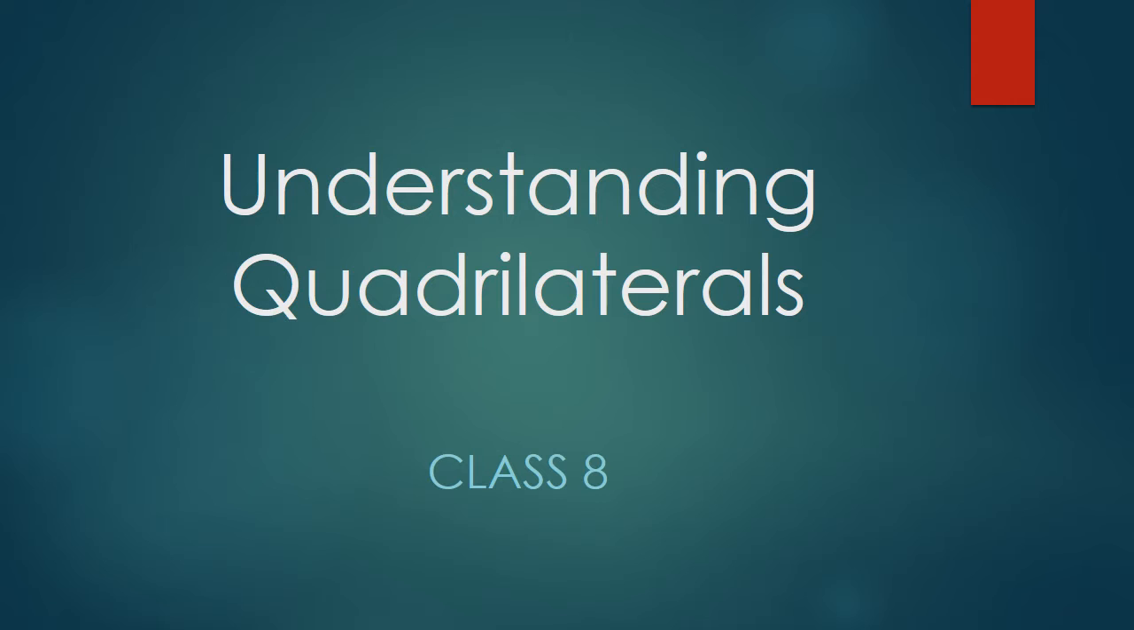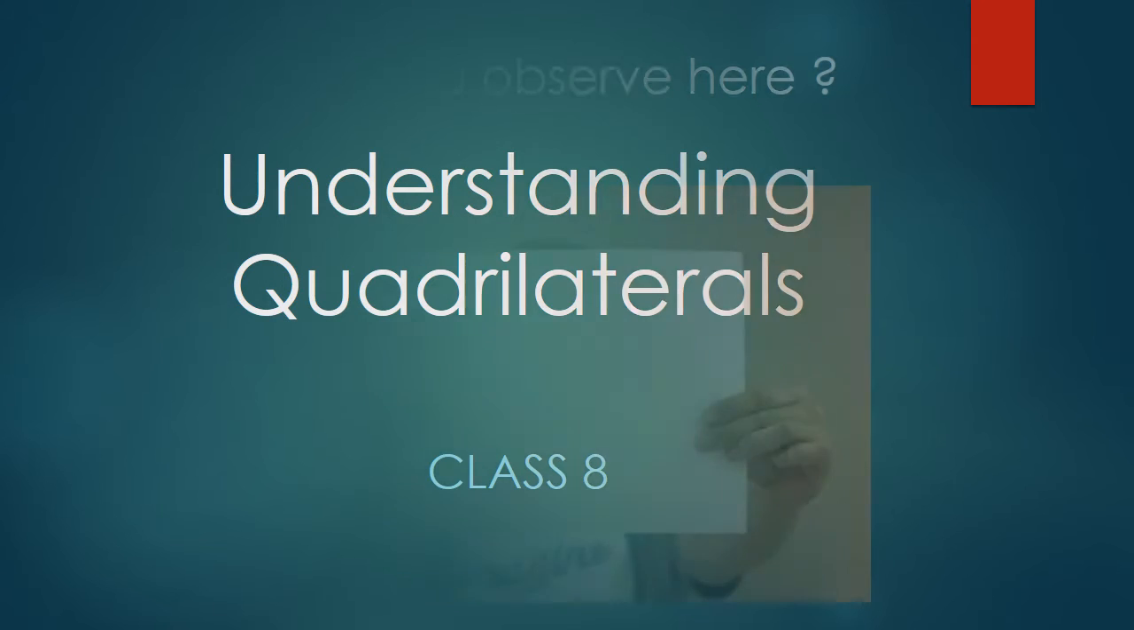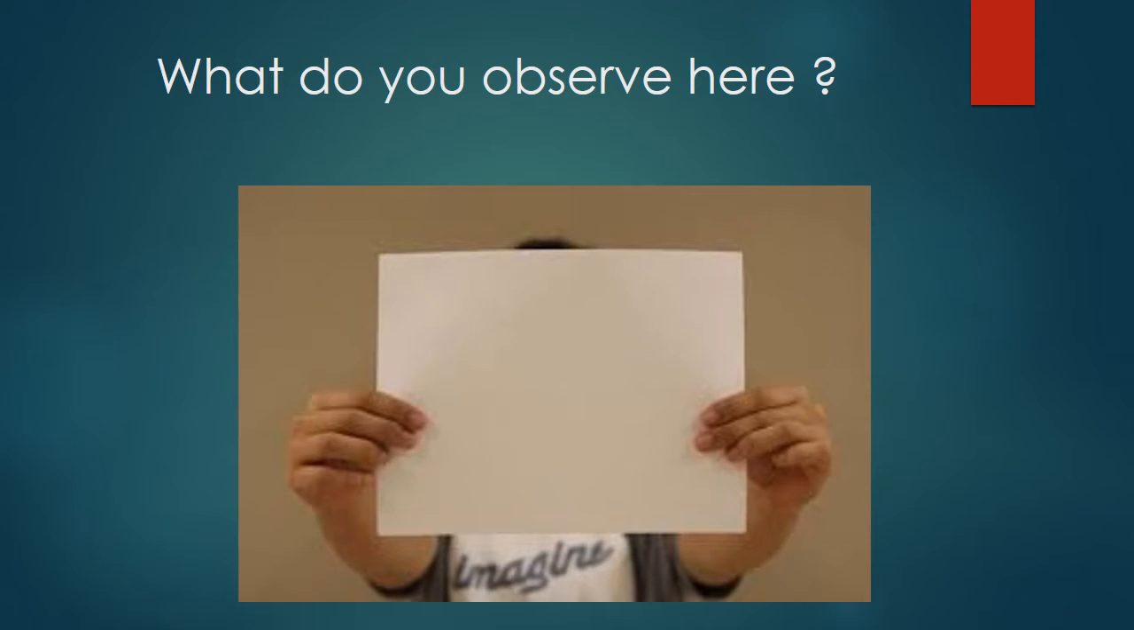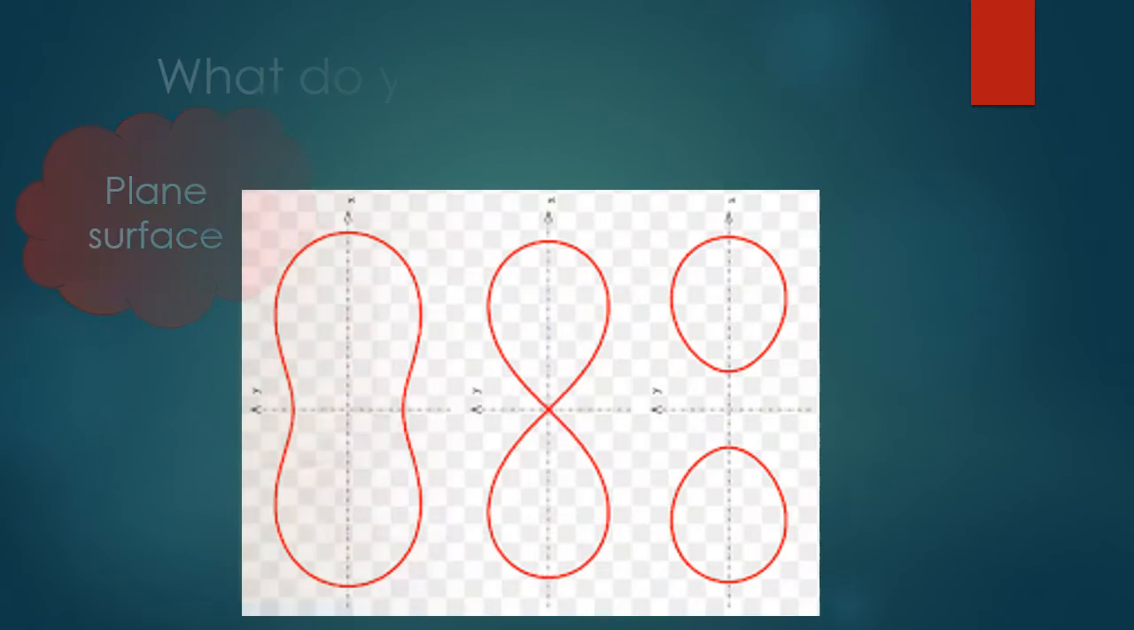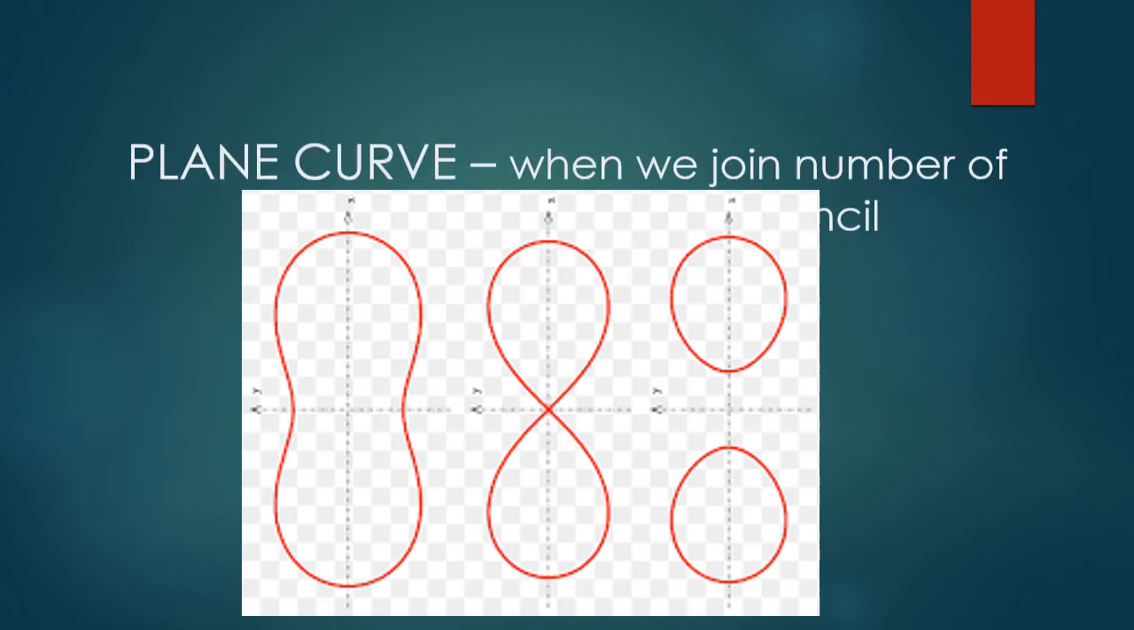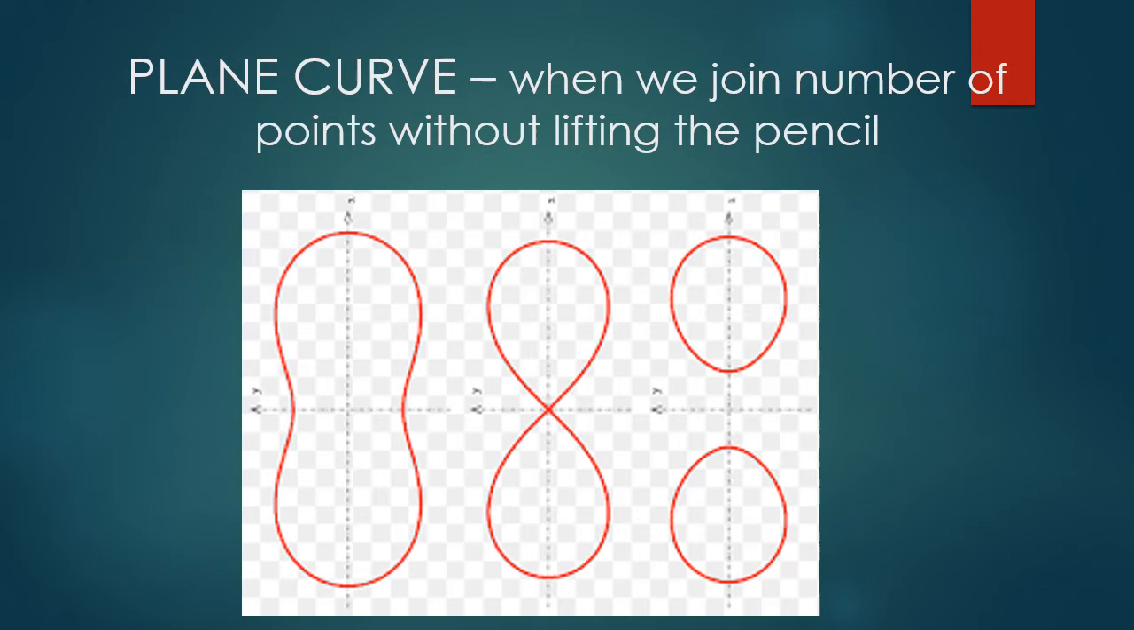Today we are going to learn about understanding quadrilaterals, class 8. What can you observe here? Yes, it is a sheet of paper. So now, a sheet of paper is considered to be a plane surface. And now here, what can you observe? You can see there are curves which are drawn, and such a type is called a plane curve.